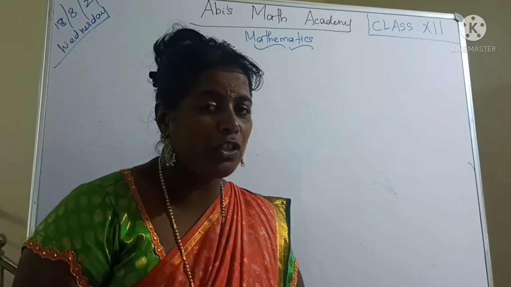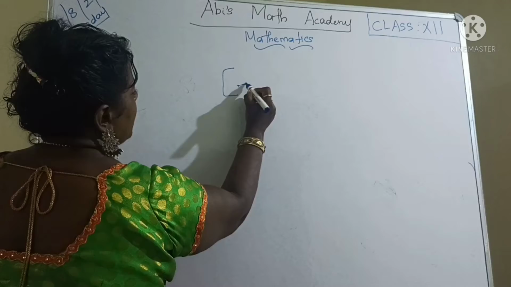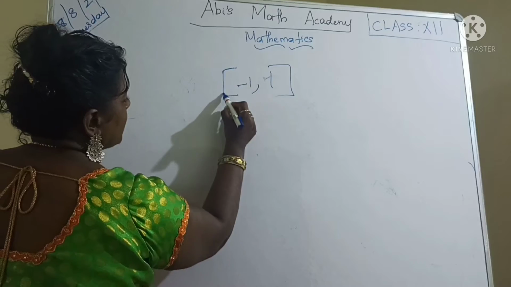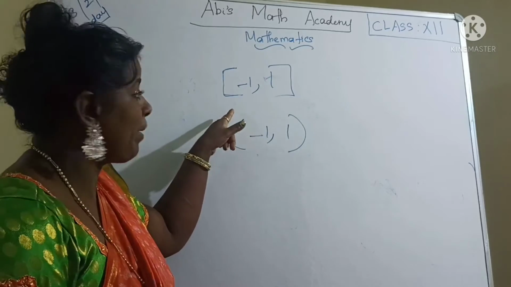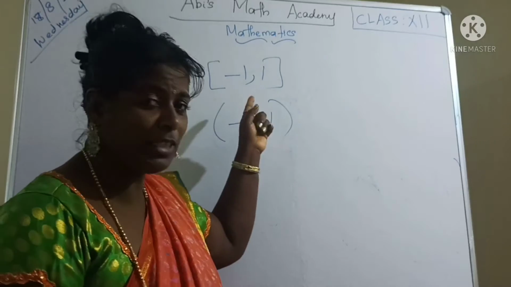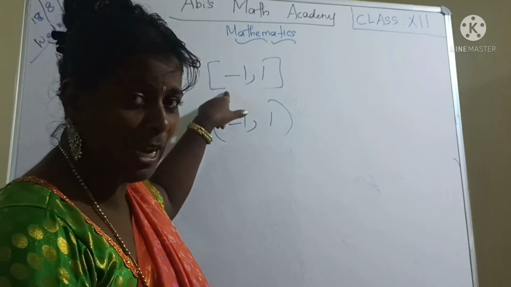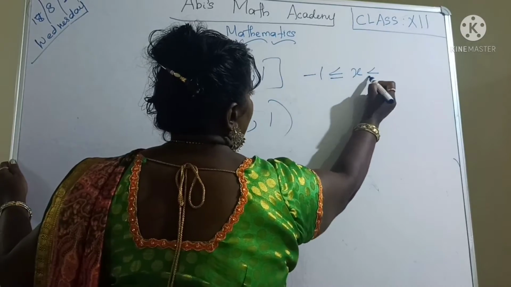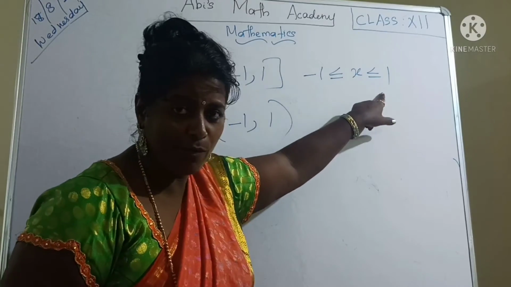Because some students have confusion about open interval and closed interval. Let's see. This is the closed interval. This symbol means closed interval and this is the open interval. So closed interval means this minus 1 and 1 are included. So closed interval minus 1 to 1 means an interval which includes the end points. What are the end points? Minus 1 and 1, correct? So we can write minus 1 less than or equal to x less than or equal to 1. So this interval includes the end points minus 1 and 1, correct?